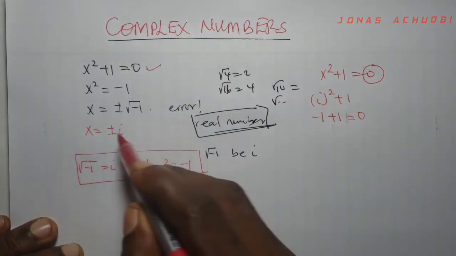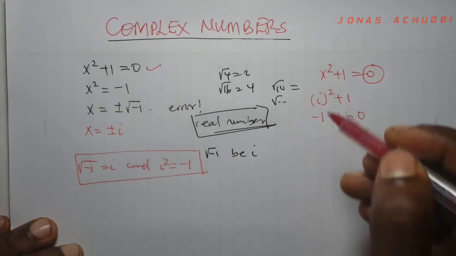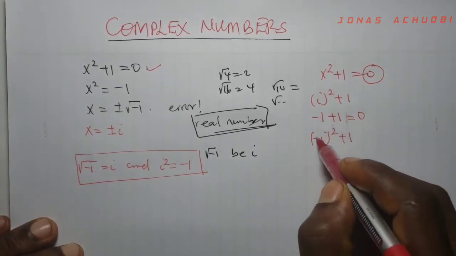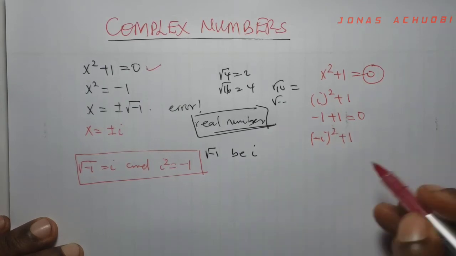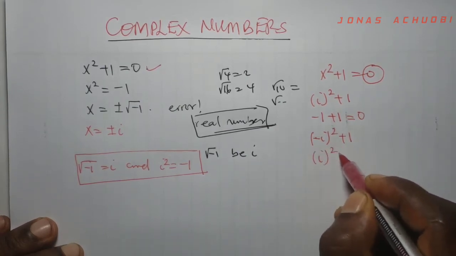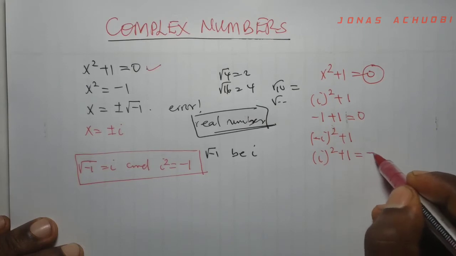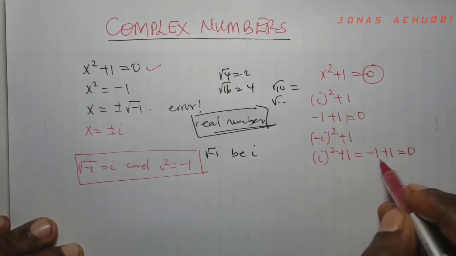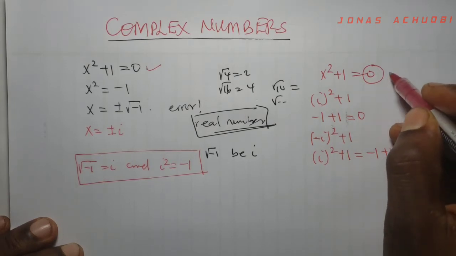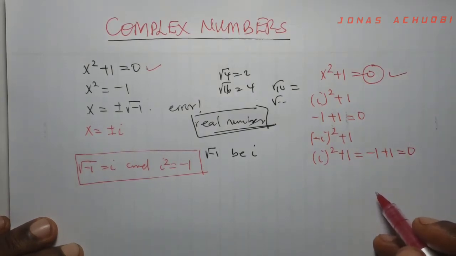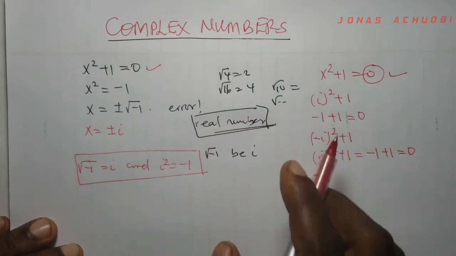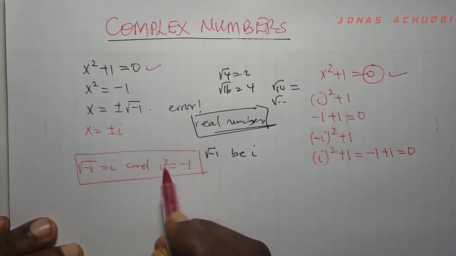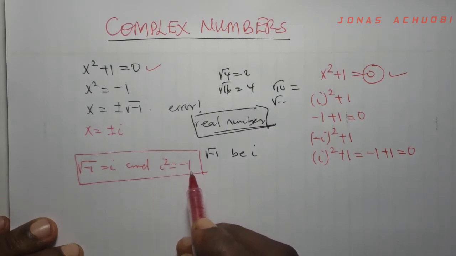The same thing happens if you substitute x equal to minus i into the equation. You get minus i all squared plus 1. Of course, there's a minus here, so the square of a minus sign is a positive sign. So that becomes i squared plus 1, which is equal to minus 1 plus 1, which again is 0. So that x equal to minus i also satisfies the given quadratic equation. Therefore, we conclude at this point that the square root of minus 1 is equal to i, and the square of i is equal to minus 1.